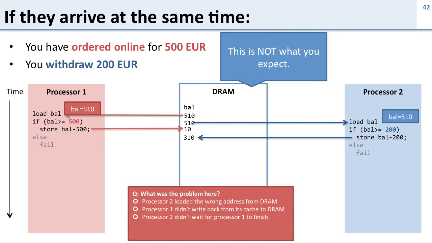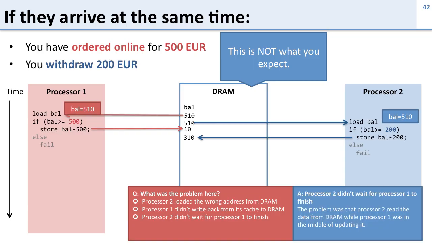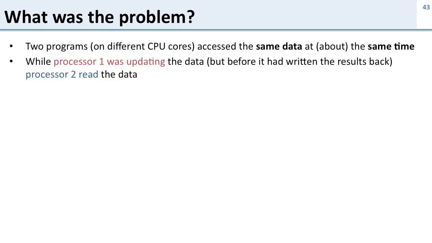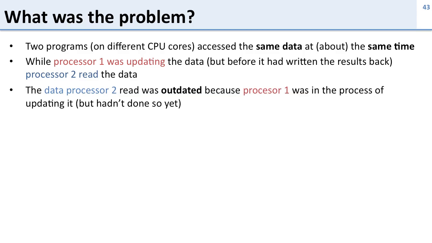So what was the problem here? Well, the problem was that processor 2 didn't wait for processor 1 to finish. So processor 2 went ahead and started processing while processor 1 was in the middle of processing. If it had waited until after processor 1 had written its value back, we wouldn't have had the problem. The problem was we had two programs running at the same time on different CPU cores accessing the same data. Processor 1 was updating the data but hadn't finished writing the results back, and processor 2 went and read the data. So the data processor 2 read was outdated because processor 1 hadn't finished yet.